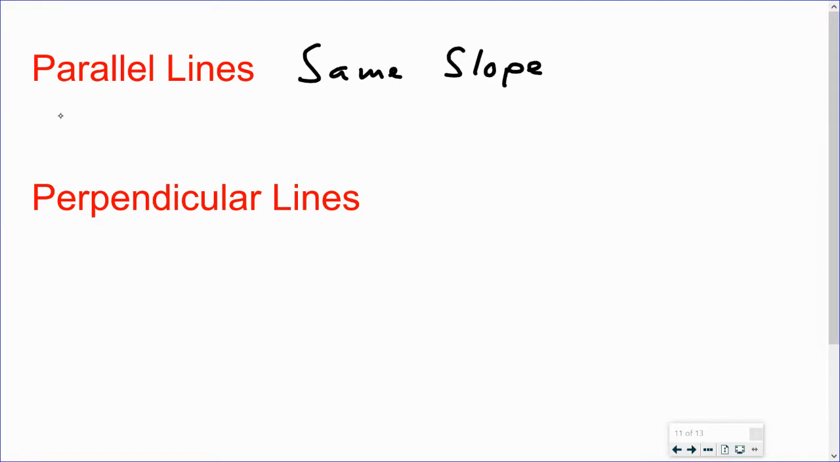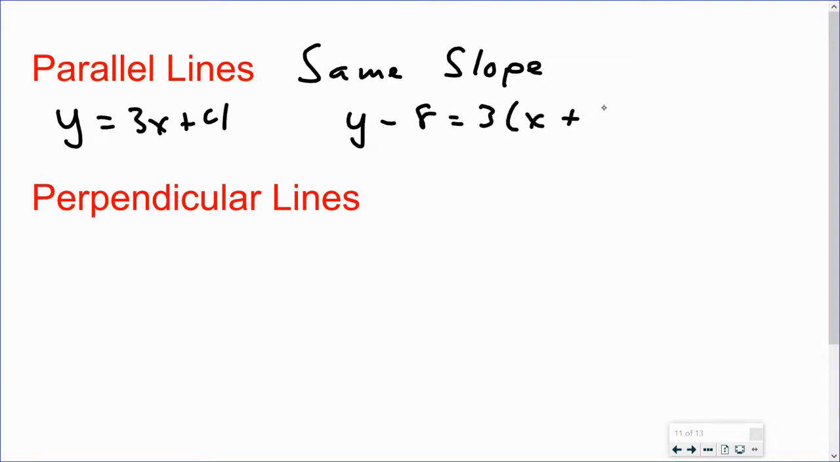Okay, so if I had y is equal to 3x plus 4, and y minus 8 is equal to 3 parentheses x plus 19. Those two lines are parallel. This is in point-slope form, not slope-intercept form. So that means my slope for this is 3. This particular one is in point-slope form, and the slope is 3.